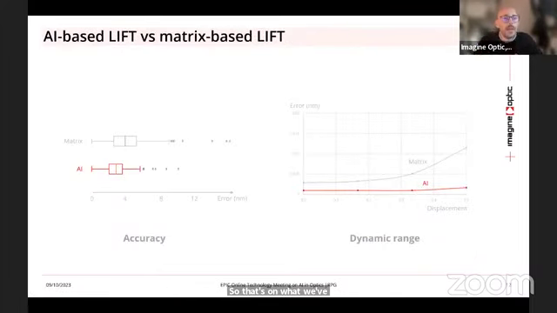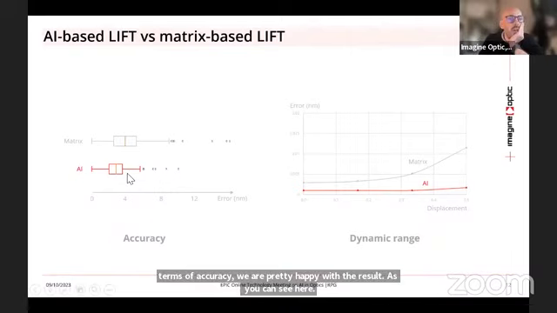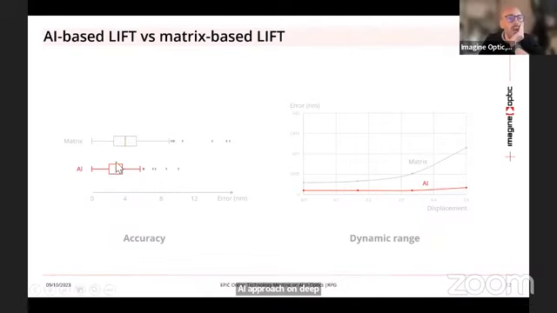Results are, in terms of accuracy, we are pretty happy with the result. As you can see here, the AI approach based on deep learning is giving us a better, or smaller, error on the wavefront than our classic phase retrieval matrix-based approach. So that's pretty good.